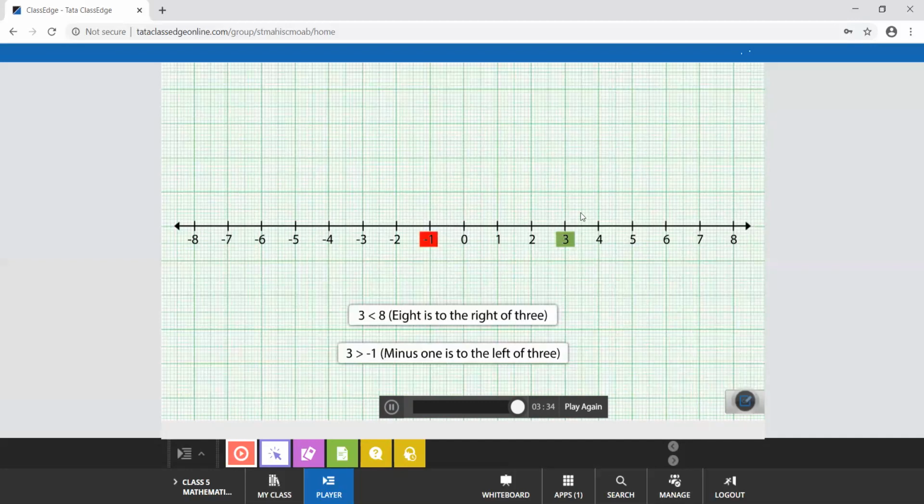So as you go to the right, the number becomes big. So all the numbers which are to the right of a given number, they are greater than that number. And if it falls to the left of that number, then it is less than the given number.